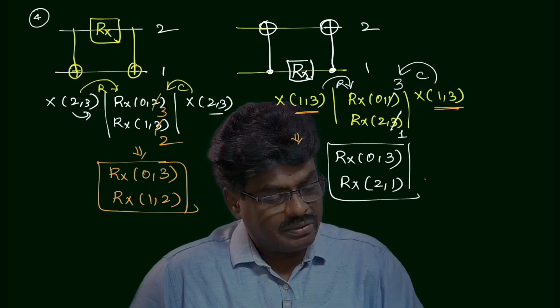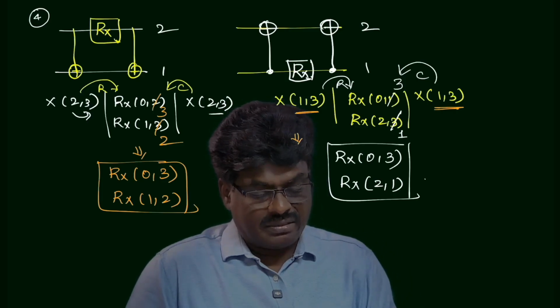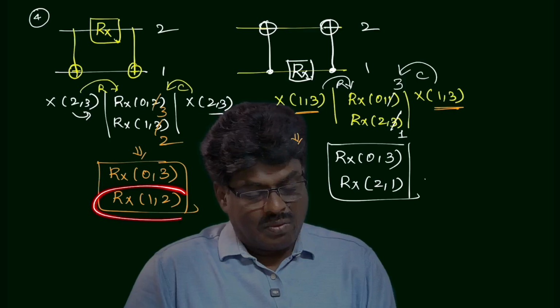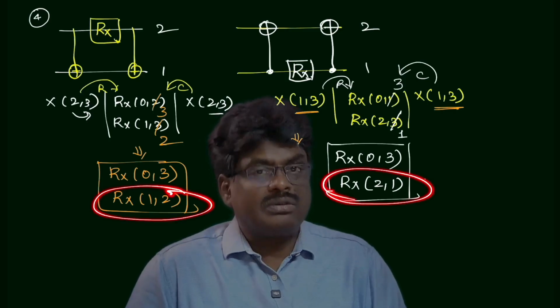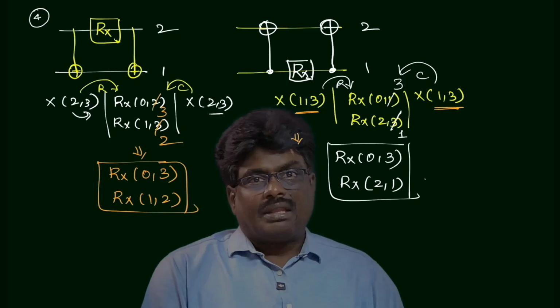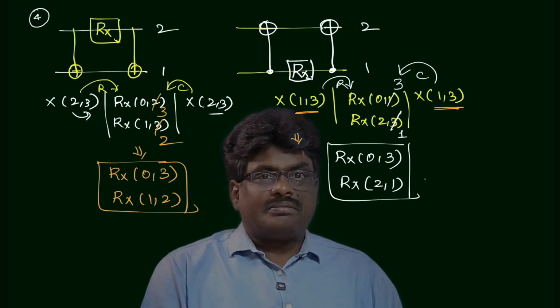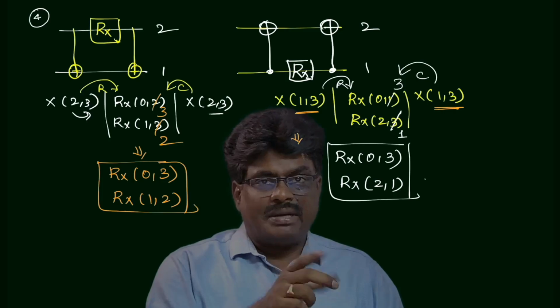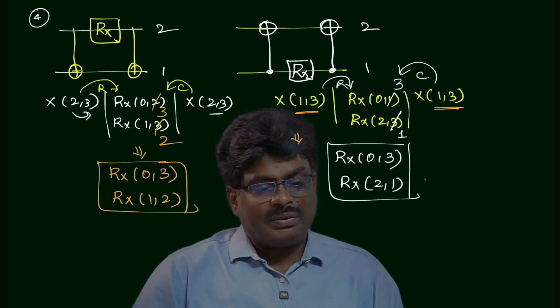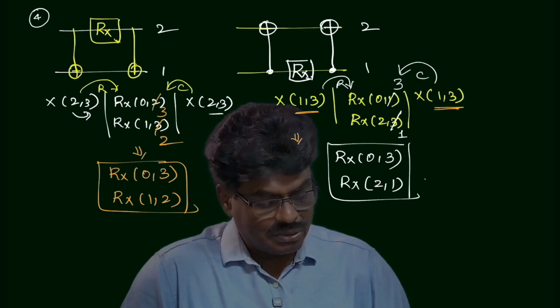Now you got a doubt. So are they same? Yes. This rx 1 comma 2 and rx 2 comma 1 are the same. The reason is if you interchange those elements you will get the same thing. If you want you can check. So both are the same only.